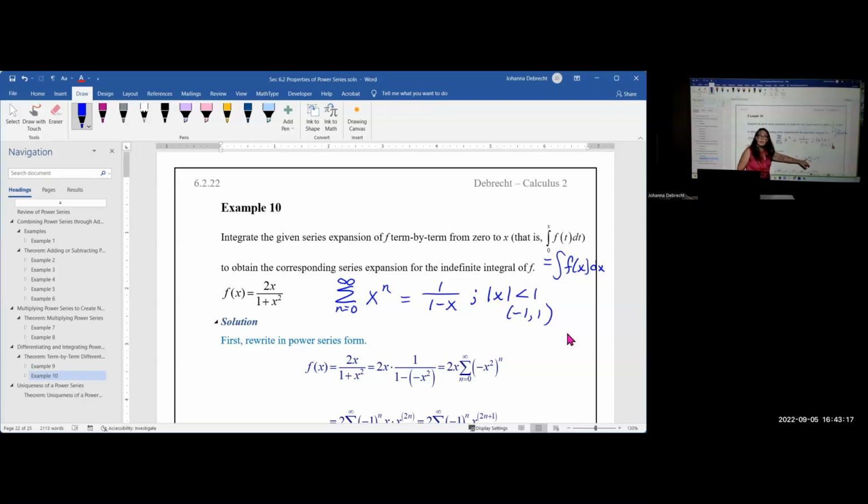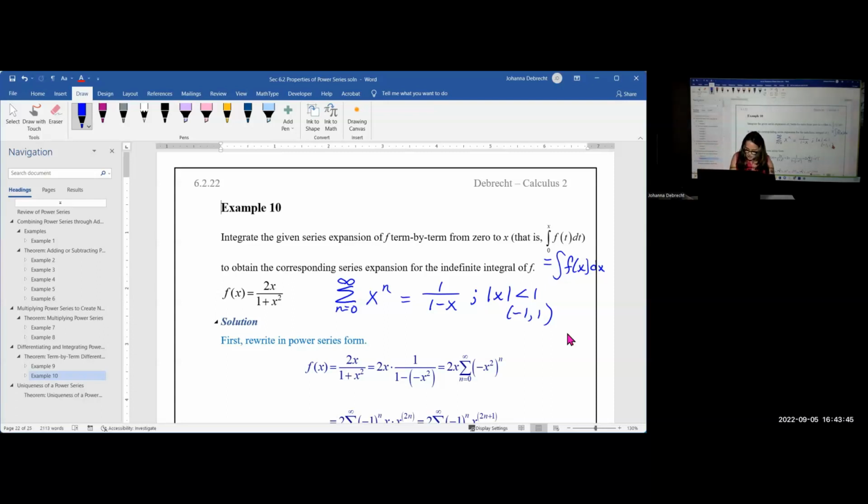Multiplying by a constant power of x or by a constant 2 does not change the interval of convergence. It would stay like this. However, we also substituted negative x squared in place of x. That can, but doesn't have to, change the interval of convergence. So we need to check.